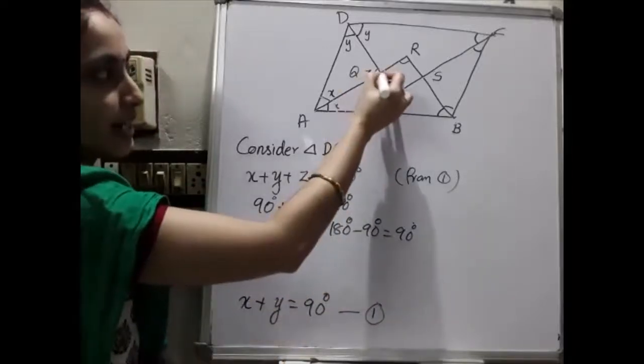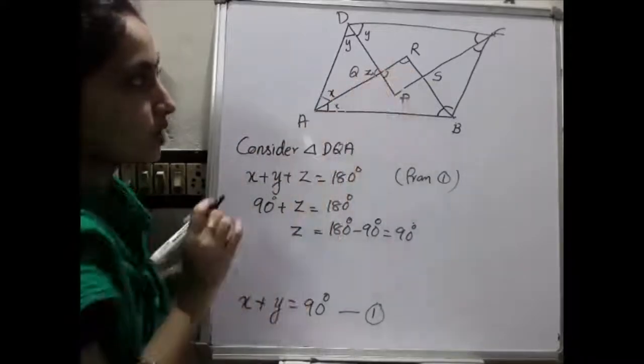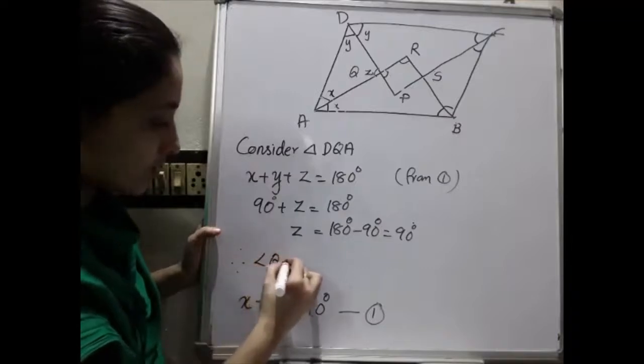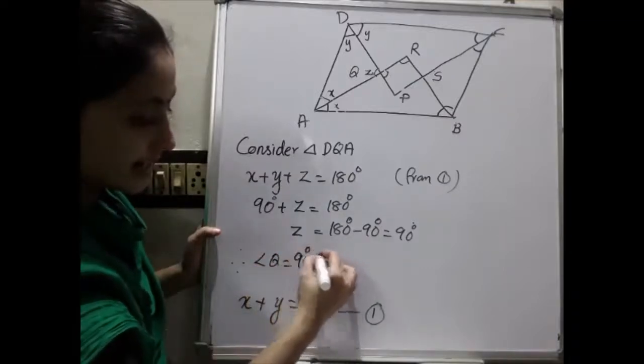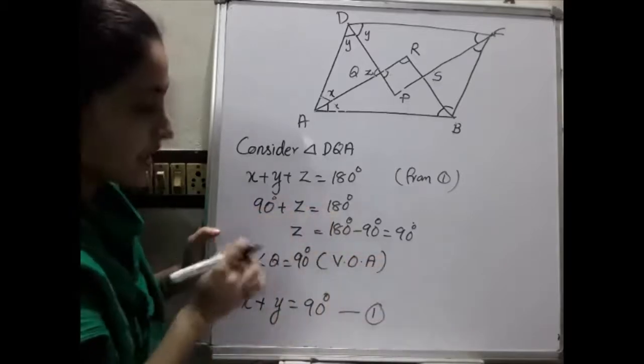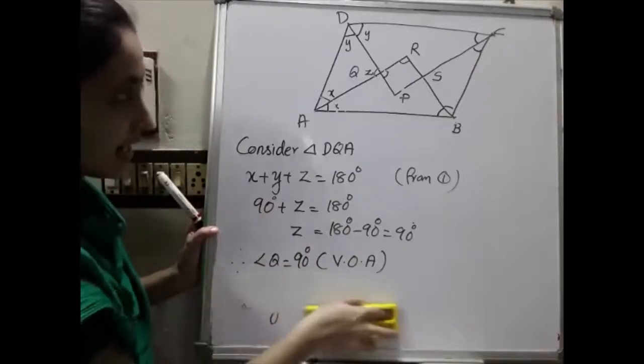If this is equal to 90 degrees, what about this? They are vertically opposite, is it? So you can write this also 90 degrees. Therefore angle Q is equal to 90 degrees. Reason: vertically opposite angles are equal. So we got angle Q is equal to 90 degrees. Please write down up to this.